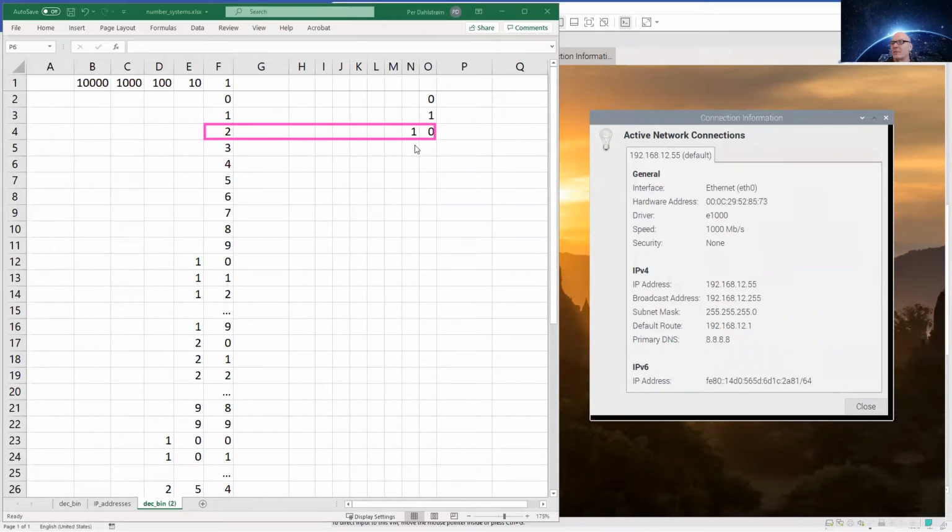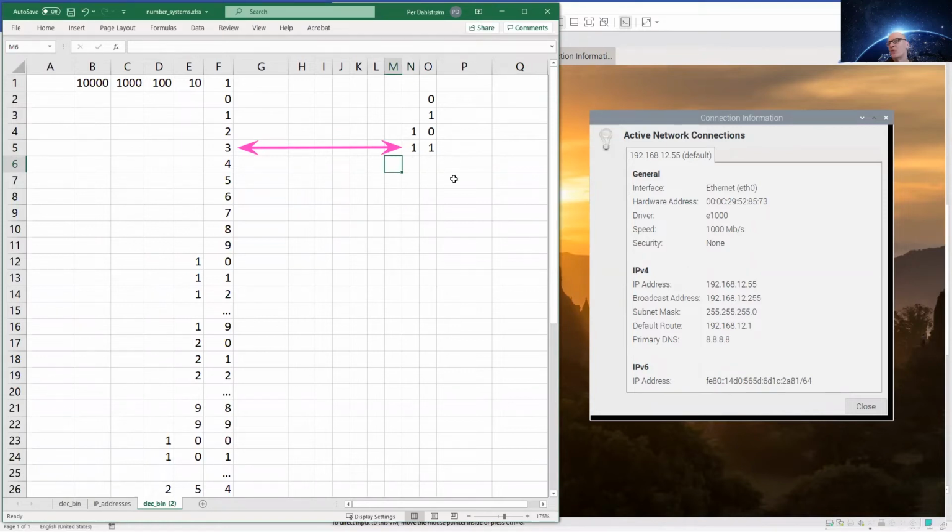Let us count on: 1 time 2, 1 time 1, and that is 3. And we are out of symbols again. We mark that we have counted 1 time 4, 0 times 2, and 0 times 1. 1 0 0 in binary is 4 in decimal. In binary, the positional values are thus 1, 2, 4, 8, 16, and so on.